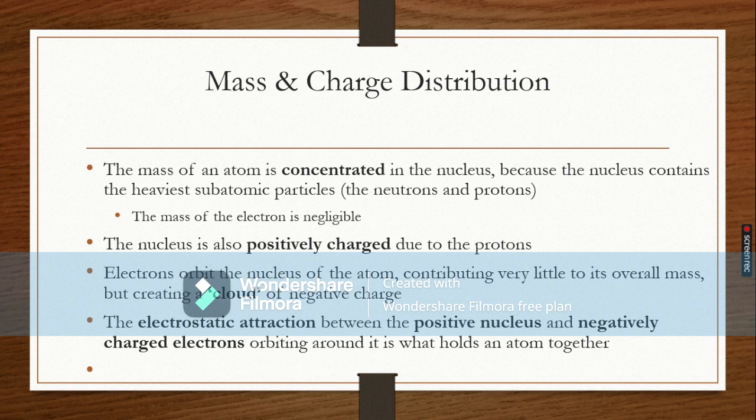Now, what holds an atom together? Why is an atom so stable? It is because the electrostatic attraction between the positive nucleus and the negatively charged electrons orbiting around it is what holds an atom together. We should understand the fact that unlike charges attract each other. You can see here that in the middle of the atom, we have a positive nucleus, and the electrons are orbiting around that nucleus. This positive charge attracts the negatively charged electrons, and that is what holds an atom together.